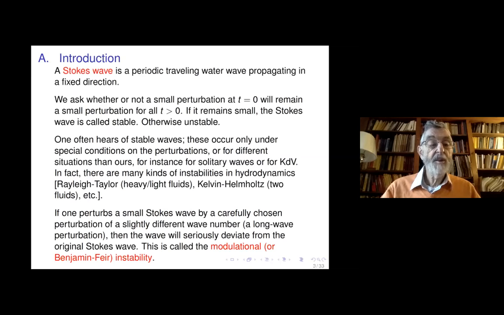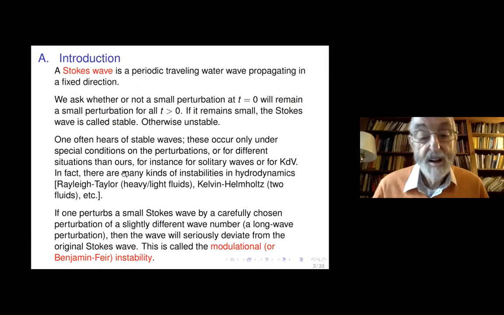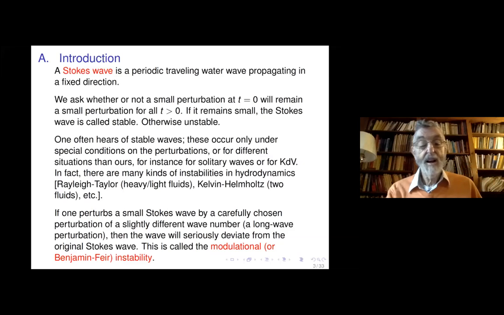So first we start with a Stokes wave. By Stokes wave, I mean a periodic traveling water wave propagating in some direction. In this lecture, I'll talk about 2D traveling waves, so it's just traveling horizontally. And there are many kinds of instabilities that are very famous in hydrodynamics, such as the Rayleigh-Taylor, Kelvin-Helmholtz, and various others. But I'm talking today about the modulational, or often called the Benjamin-Feir instability.